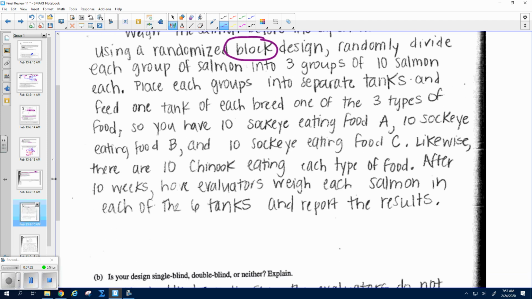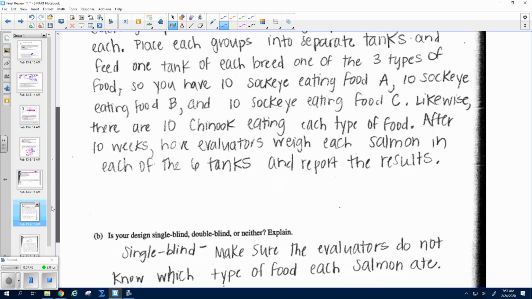Feed 1 tank of each breed one of the 3 types of food. So you have 10 sockeye eating food A, and 10 sockeye eating food B, and 10 sockeye eating food C. Likewise, there are 10 Chinook eating each type of food as well. So you'll do the same thing with the other type of fish. After 10 weeks, have the evaluators weigh each salmon in each of the 6 tanks and report the results.